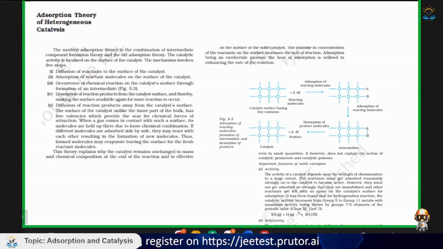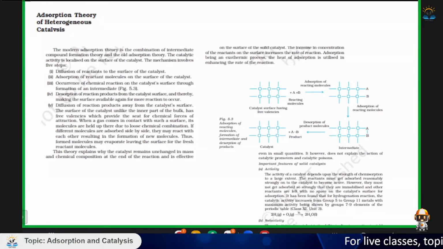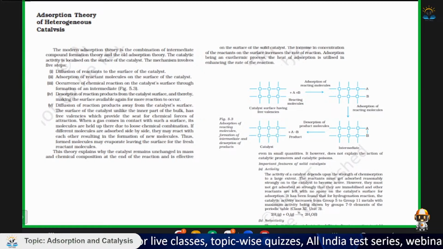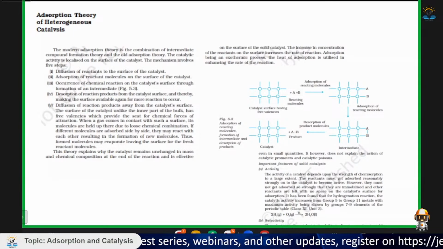The surface of catalyst, unlike the inner part of bulk, has free valencies which provide the seat of chemical forces of attraction. When a gas comes in contact with such a surface, its molecules are held up there due to loose chemical combination. If different molecules are adsorbed side by side, they may react with each other, resulting in formation of new molecules. Thus formed molecules may evaporate, leaving the surface for fresh reactant molecules. This is the macromolecular view of the adsorption. The first thing is the micromolecular view, the 5 steps. This theory explains why catalyst remains unchanged in mass and chemical composition at the end of reaction and is effective.